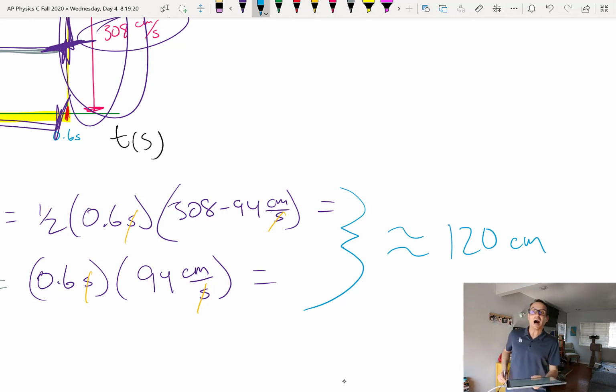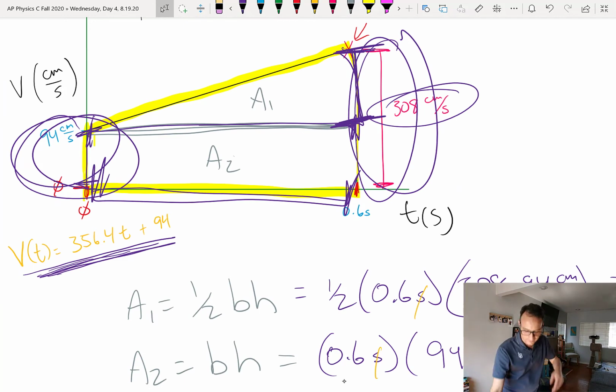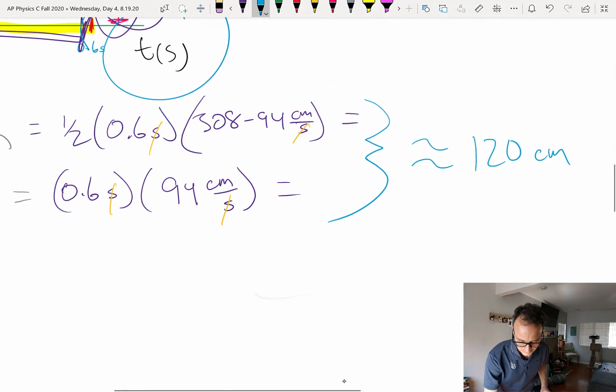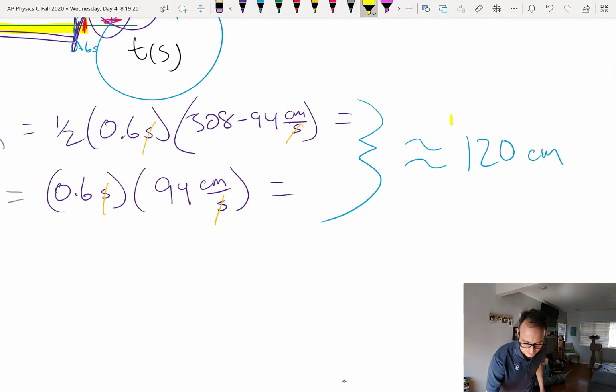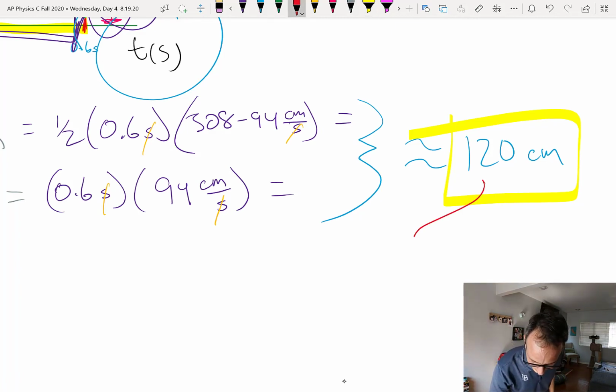Centimeters. I took an area and it wasn't centimeters squared? Yes, exactly. That's because the horizontal dimension is in seconds and the vertical dimension is in centimeters per second. So when you take the area and multiply those two dimensions, the seconds cancel out and you get just centimeters left over. So what did you do in the lab where you got about 120 centimeters? Hopefully it was emphasized and driven into you, because this is the displacement of the puck.